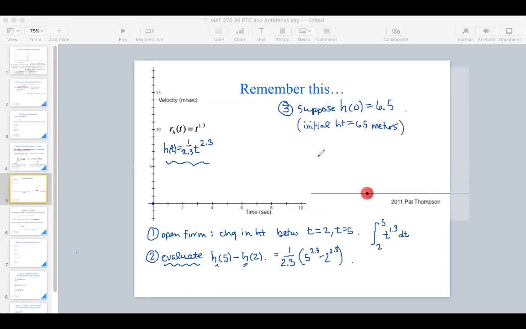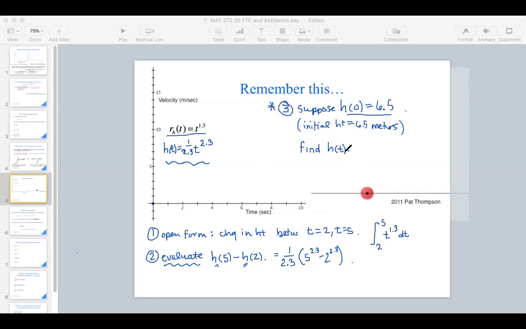So suppose this was true. And what we want to find is the actual h of t. So if we have this information here, I can find h of t, the function, using this because I know where it started from. This is like being given the y-intercept in addition to our slope and being asked to write the equation of a line. Now that I have both of those pieces, we can do it.